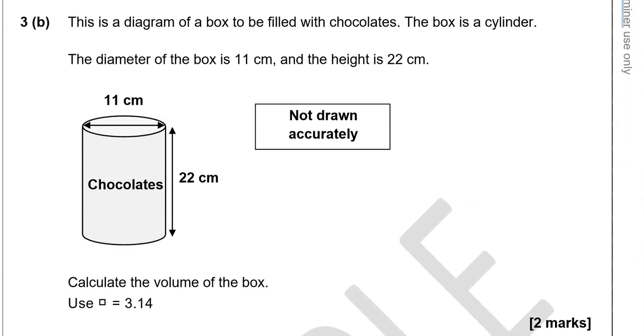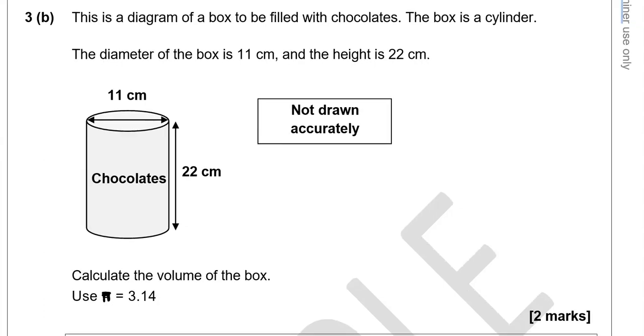This is a diagram of a box to be filled with chocolates. The box is a cylinder. The diameter of the box is 11 centimeters and the height is 22 centimeters. Calculate the volume of the box. So we've got to use pi is equal to 3.14. So the volume is worked out by multiplying the area of the base, which is the same as the area of the top here, by the height, which is 22 centimeters.